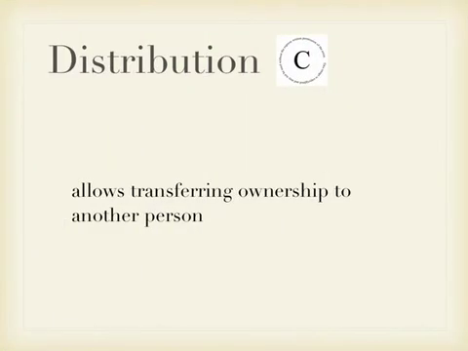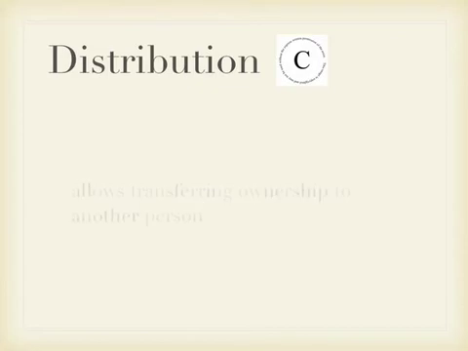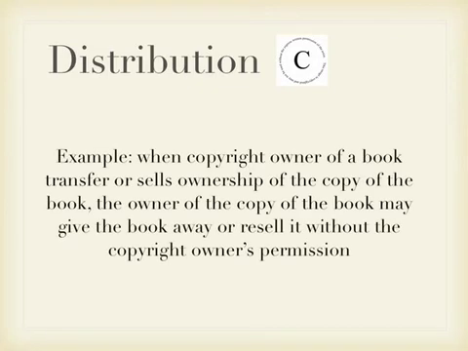Distribution. This allows transferring ownership to another person. For example, when a copyright owner of a book transfers or sells ownership of the copy of the book, the owner of the copy of the book may give the book away or resell it without the copyright owner's permission.